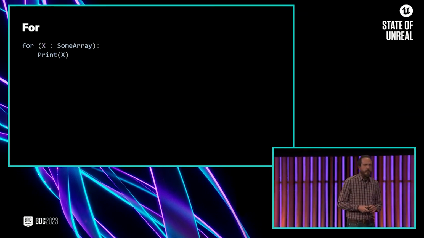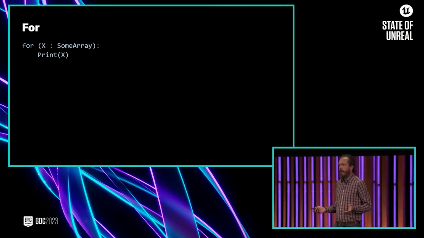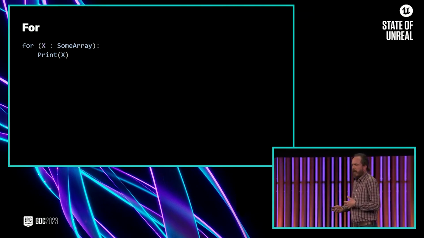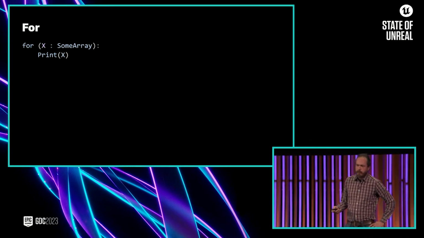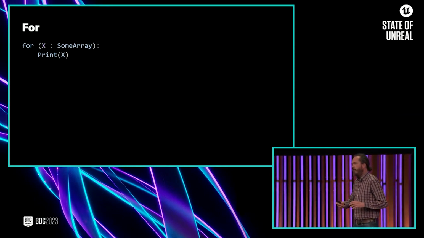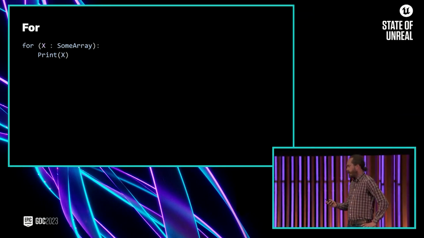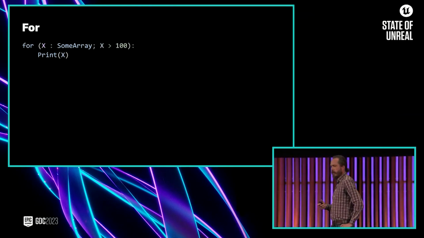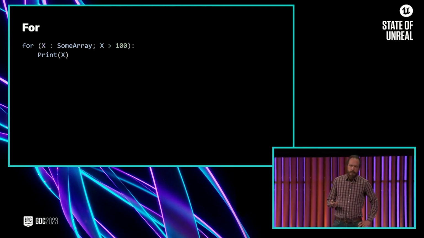Now let me get into my favorite feature of Verse, which is the for loop. Here is a very simple for loop. I'm just using the for loop here to iterate over an array. This does what you would expect. It iterates over the elements of some array and prints all of them. But the for loop is kind of like a query. Because of the functional logic power of the language, it can do some of the things you would expect from a query language. So for example, I can throw in an additional condition here. This will print all of the elements of some array that are greater than 100.